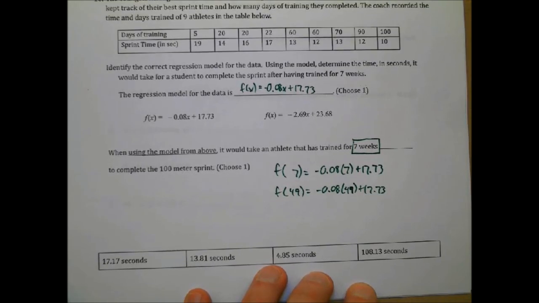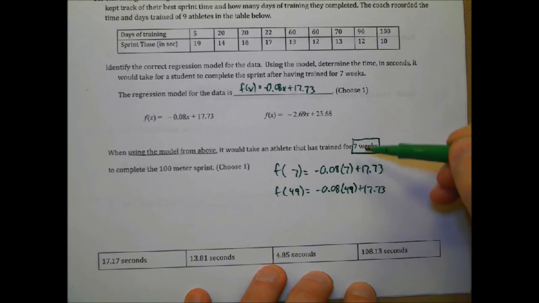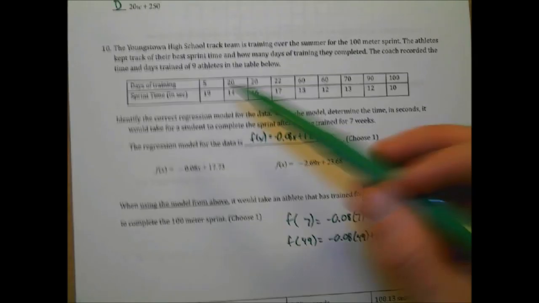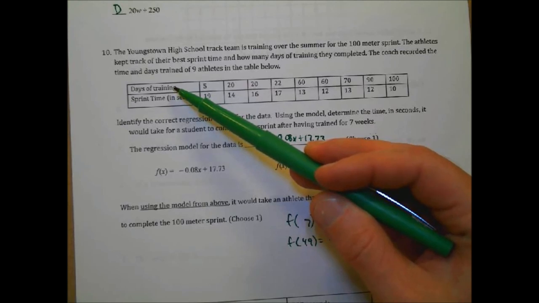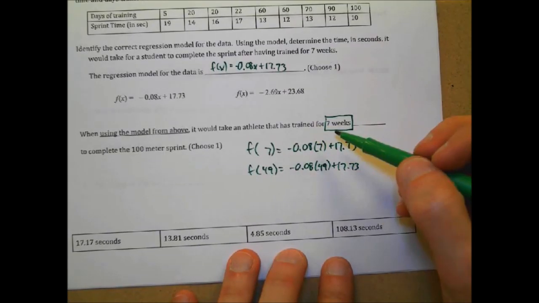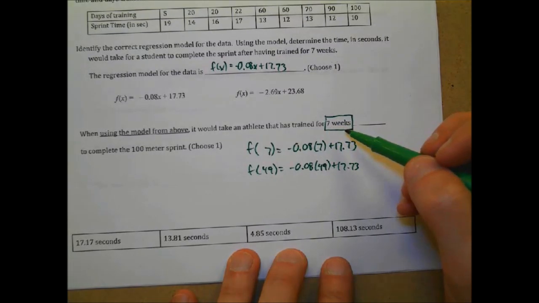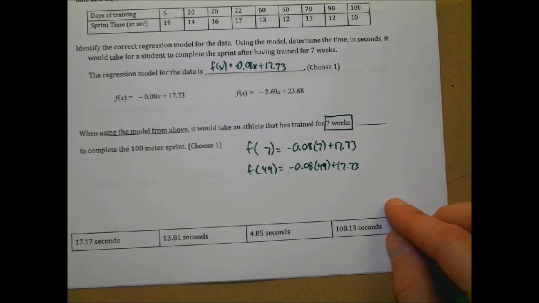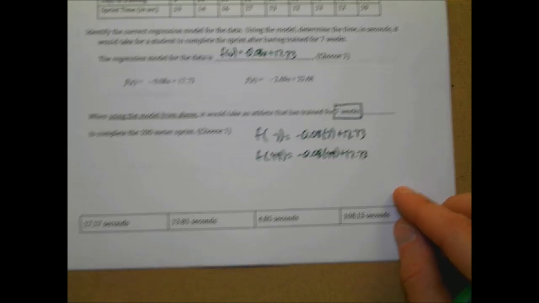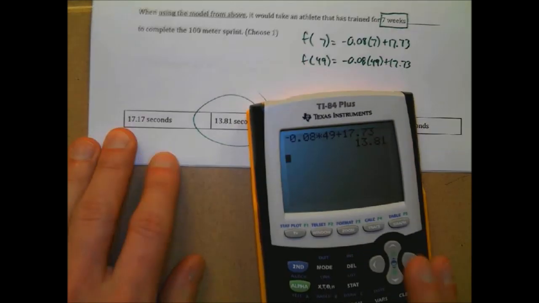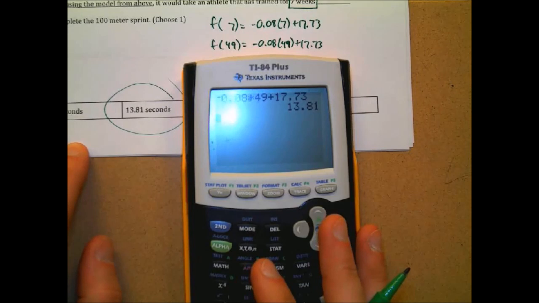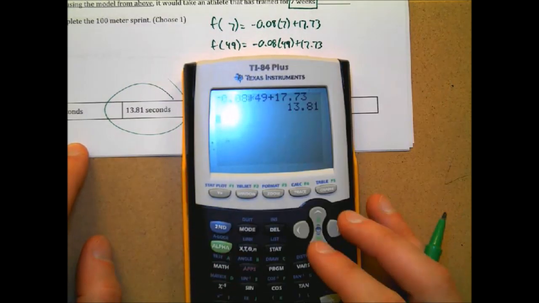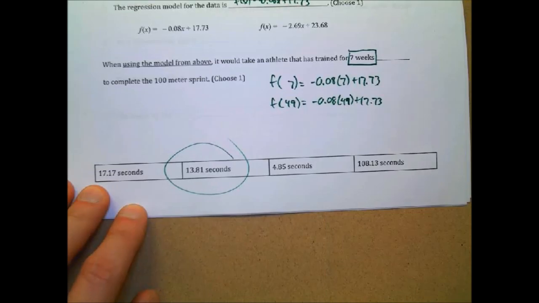So, 7 is a number of weeks, but all the data we've been putting in here was a number of days. So if it's 7 weeks, we have to take that 7 times 7 days in a week to get a number of days here, and we plug it in. That is the key. That's tricky. Yes, it is, and I don't like it, but that's the way it is. So 13.81 is what we end up with when you plug in 49. You see I plug in 49 for that function there.